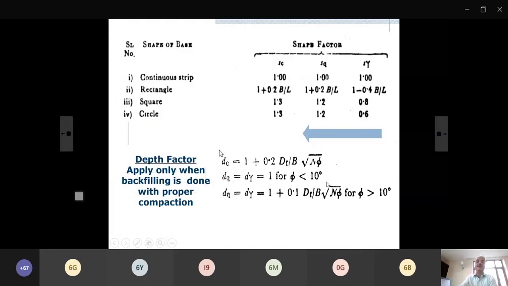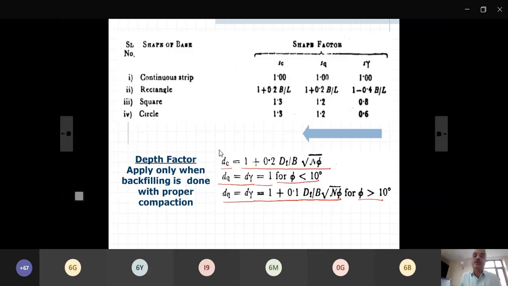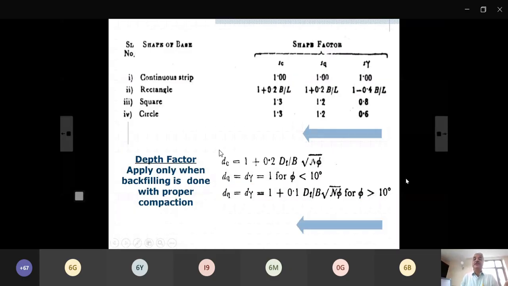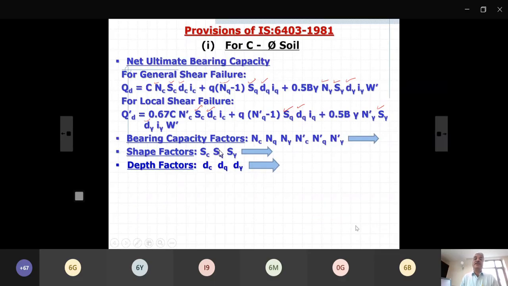So the depth factor is like this: DC equal to 1 plus 0.2 DF by B multiplied by root N phi. N phi is the bearing capacity factor. DF is depth of foundation, B is width. DQ equal to D gamma equal to 1 for phi value less than 10 degrees, and for phi value more than 10 degrees, DQ and D gamma will be 1 plus 0.1 DF by B multiplied by under the root N phi, bearing capacity factor. So this is the effect of depth of your foundation that is captured in the form of depth factor.